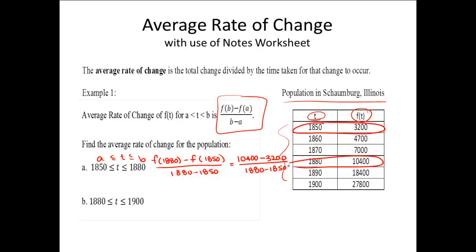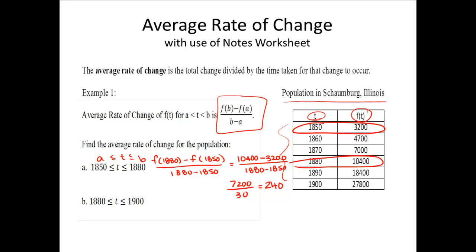So we have the change in the population divided by the change in time. I'll go ahead and calculate that, and we get 7,200 divided by 30. So the rate of change is 240 people per year over that period of time. Let's look at the next one.